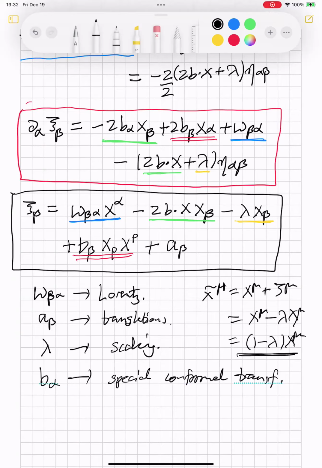So what we are going to do next, we're going to do a systematic counting of the parameters that appear in our conformal Killing vector to count how many elements we have in our Lie algebra. We're going to interpret these transformations. We're going to identify the generators that generate these transformations, and we're going to compute their Lie algebra. That'll give us a pretty good understanding of conformal transformations.